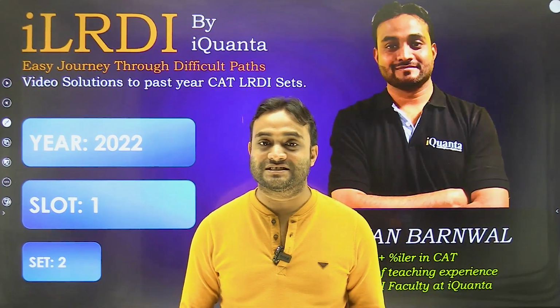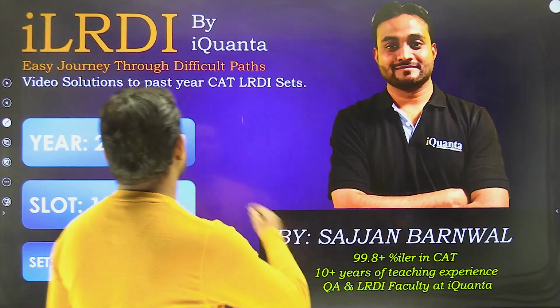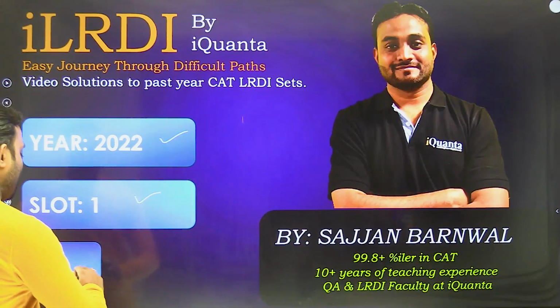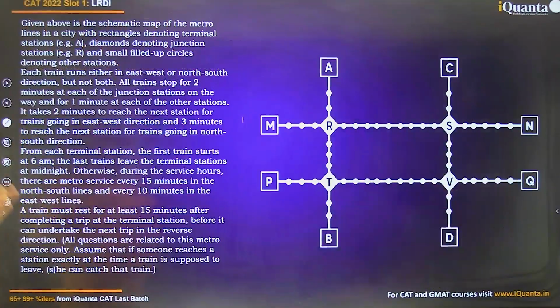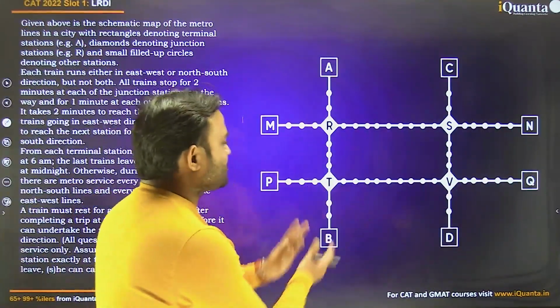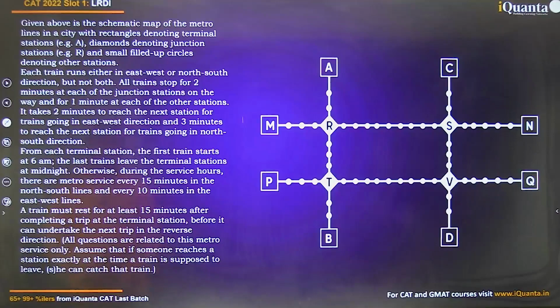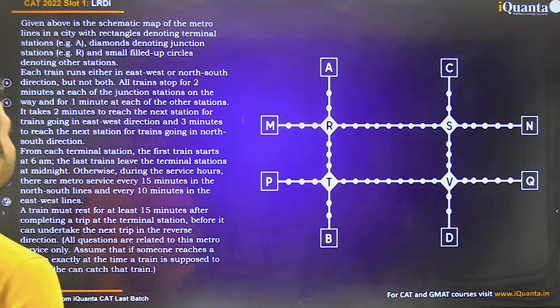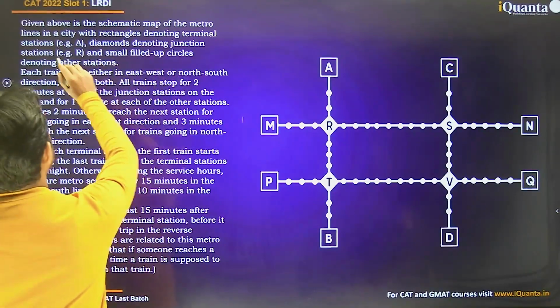In the iLRDI series, today I am going to discuss a set from CAT 2022 first slot, and this is going to be the second set. A very good set based on networks and routes. It says, given above is the schematic map of the metro lines in a city with rectangles denoting terminal stations.